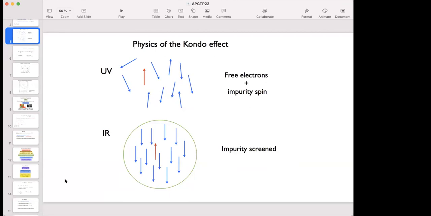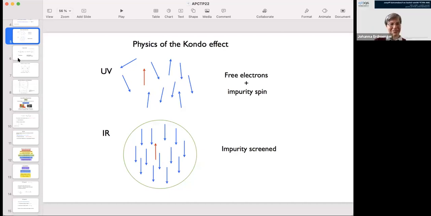But by the way, Johanna. Yeah. I wasn't very sure whether this conformal field theory can capture the creation of a scale, like the Kondo temperature?